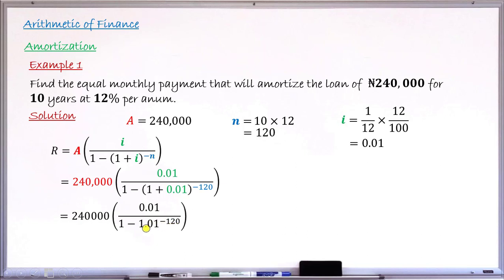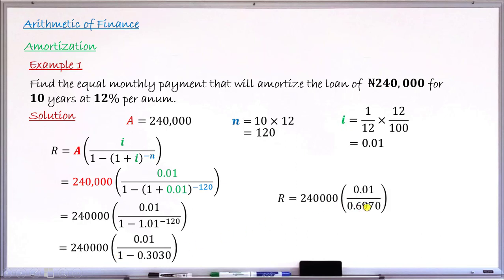So what I'm going to do next is to find 1.01 raised to the power of minus 120. If you use your calculator to find this, if you did it correctly, you now have 0.3030. This is the value. So what I'm going to do next is to subtract 0.3030 from this one. That will give me the answer 0.6970. So what I'm going to do next is to perform this division of 0.01 by 0.697.